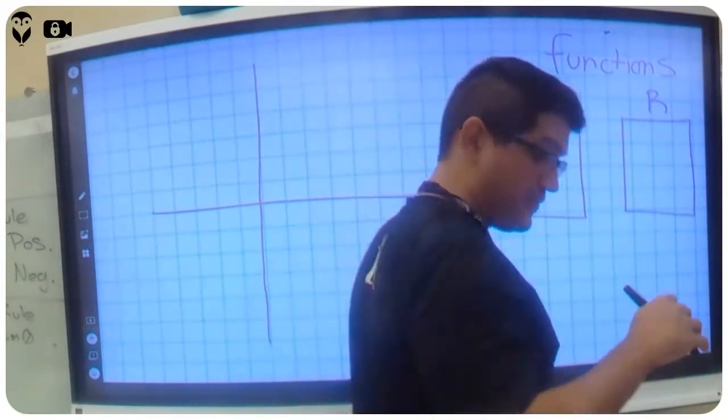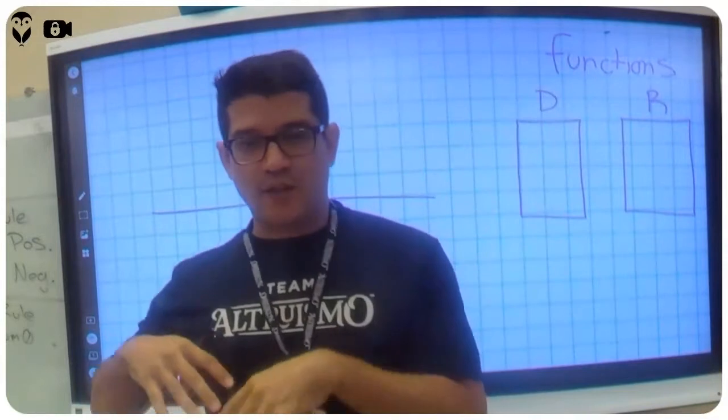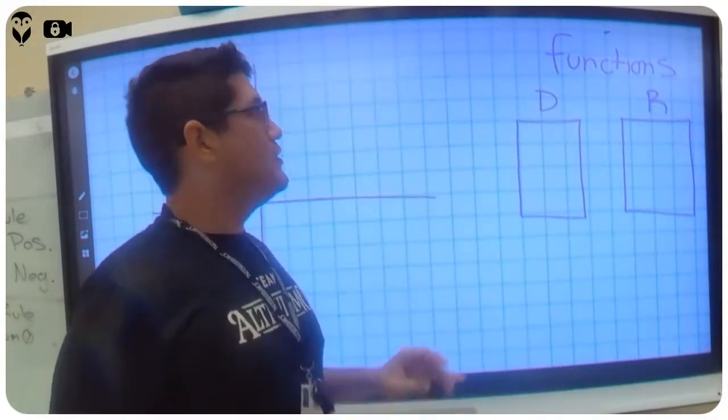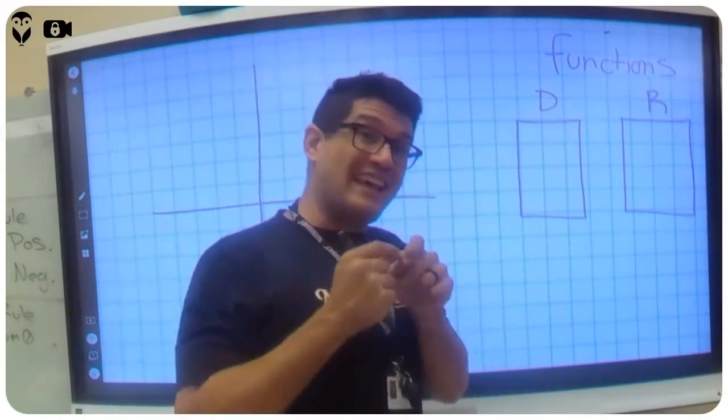So what is a function? For every input, there's exactly one output. So input is X and output is Y. So for every input, there's exactly one output.